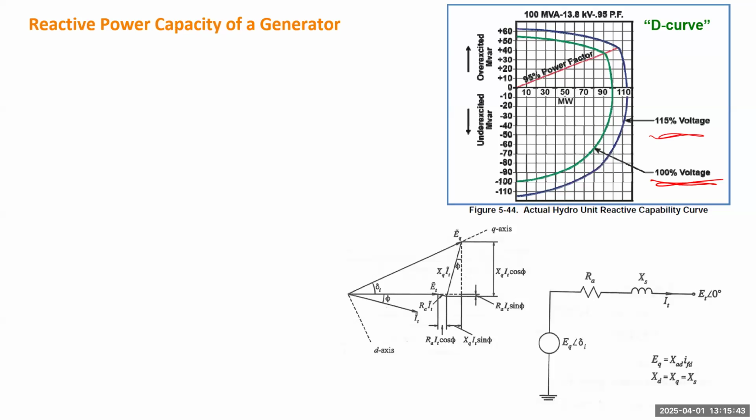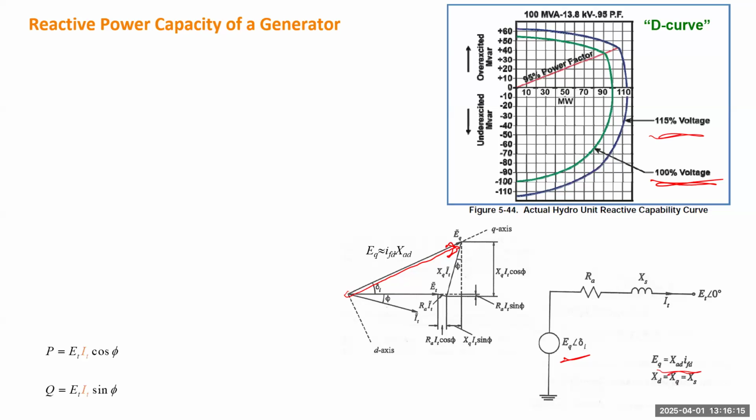So how to prove or derive such a curve? We can start from this equivalent circuit. The generator has an internal voltage source, EQ. Usually we know EQ is roughly proportional to the field current. Okay, and we can draw this phasor diagram. This phasor indicates the internal voltage phasor, right? That's proportional to the field current.